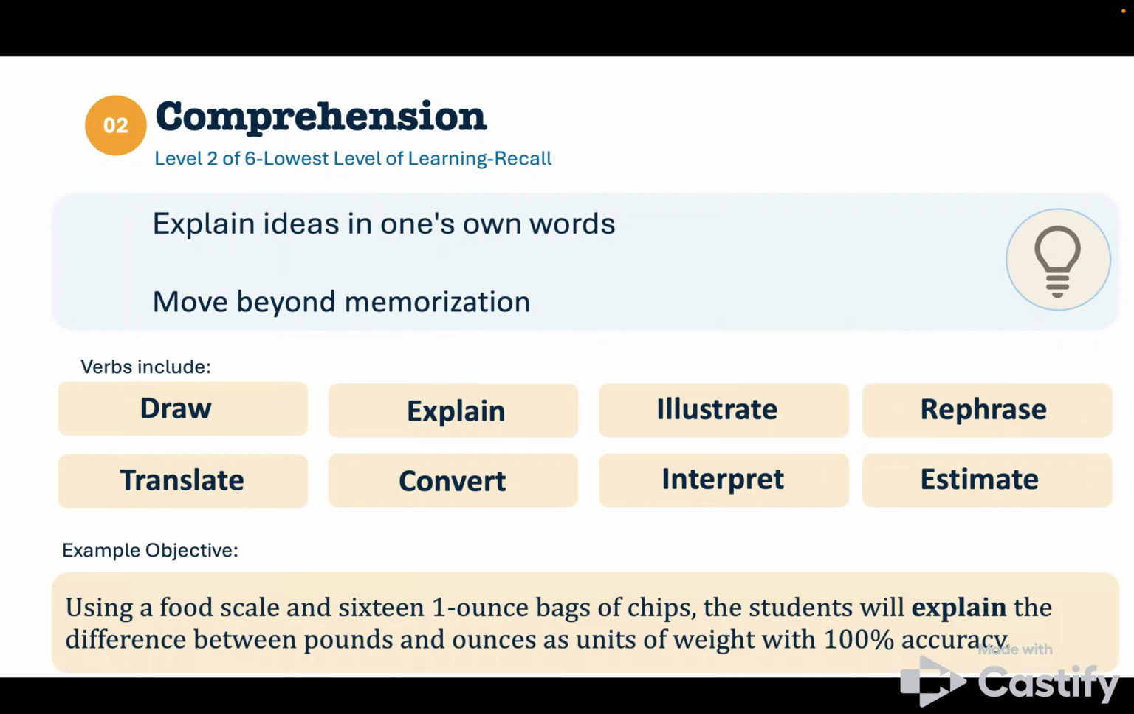For example, using a food scale and 16 1-ounce bags of chips, the students will explain the difference between pounds and ounces as units of weight with 100% accuracy.